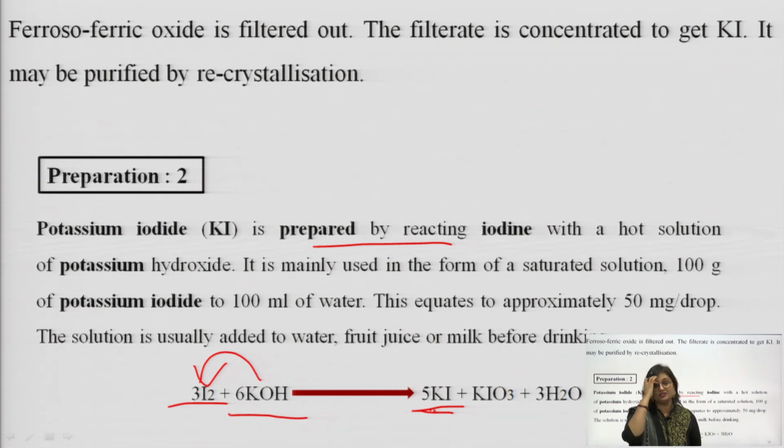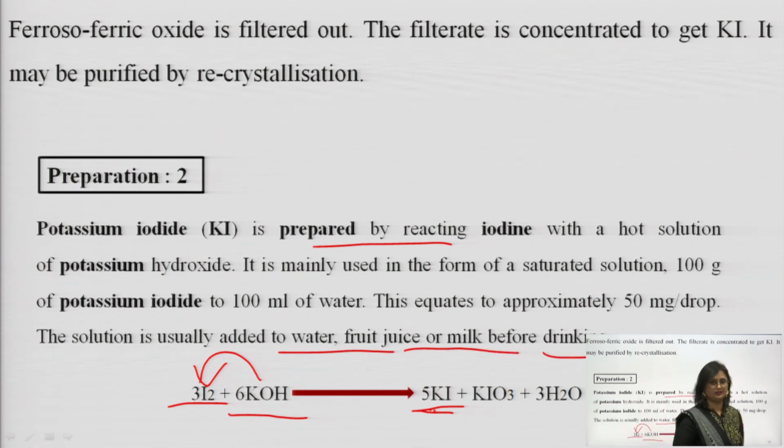It is mainly used in the form of a saturated solution. 100 grams of potassium iodide is added to 100 ml of water. This equates to approximately 50 mg per drop. The solution is usually added to milk or fruit juice before drinking. So this is the final form which can be used.